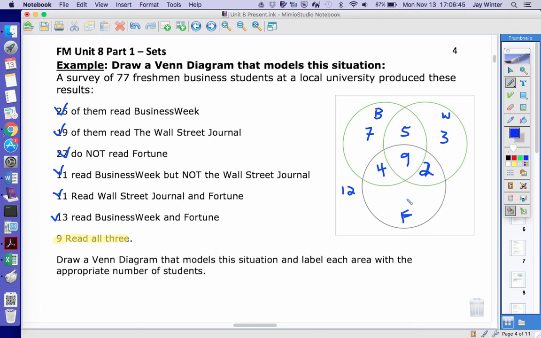So that takes care of all of our clues, but I still have a wedge left. And the way that I'm going to figure out how much goes in this particular wedge is I have to add all these numbers up and take them away from 77. And that'll tell me how many people read Fortune.